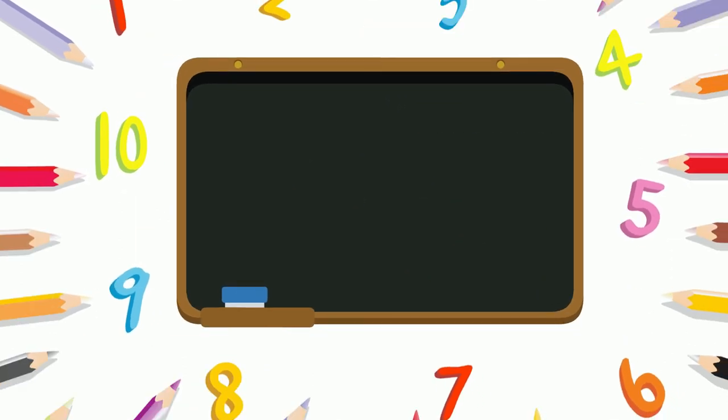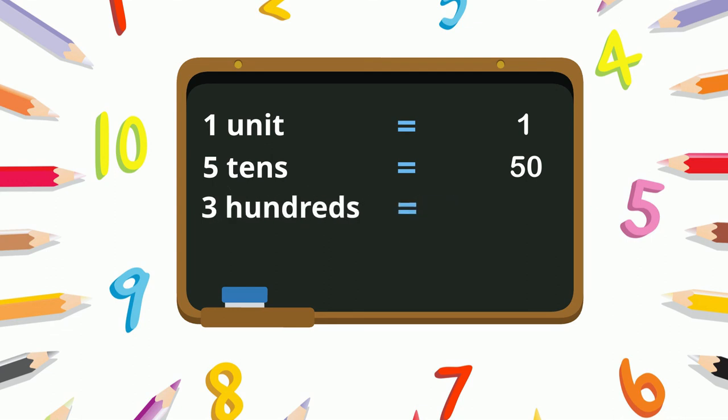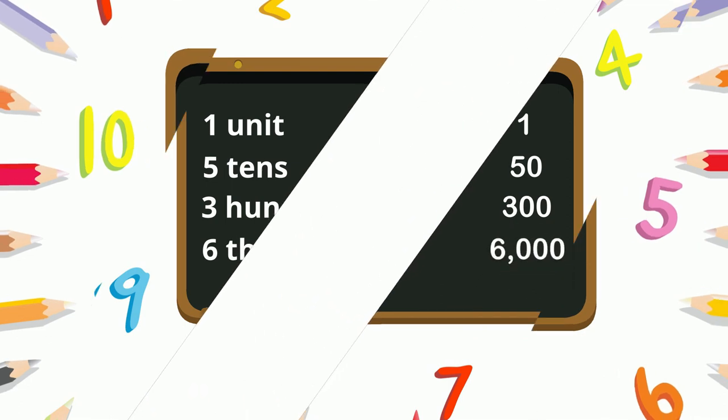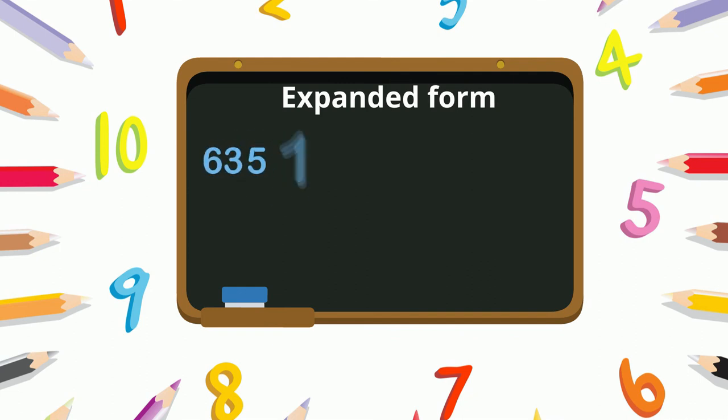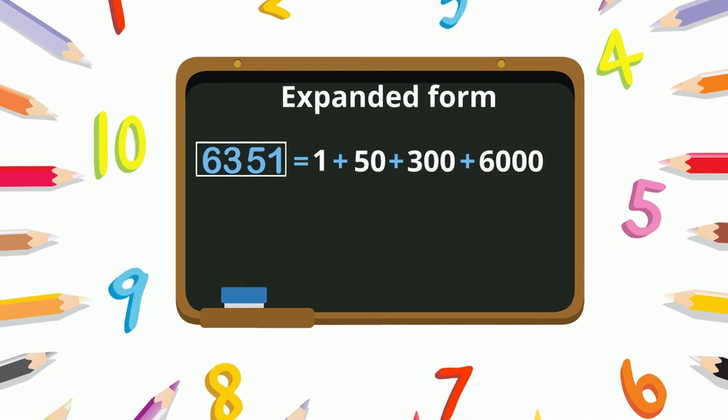And it means that one unit is equal to 1, 5 tens is equal to 50, 3 hundreds is equal to 300, 6 thousands is equal to 6,000. So the expanded form is 6351 is equal to 1 plus 50 plus 300 plus 6,000.